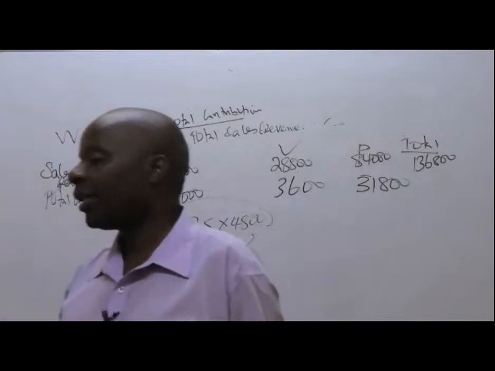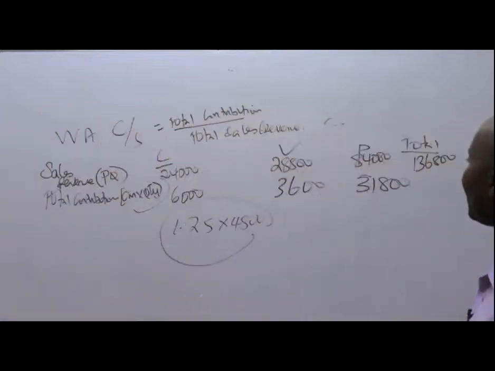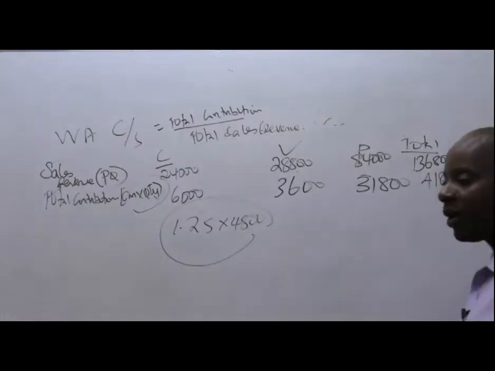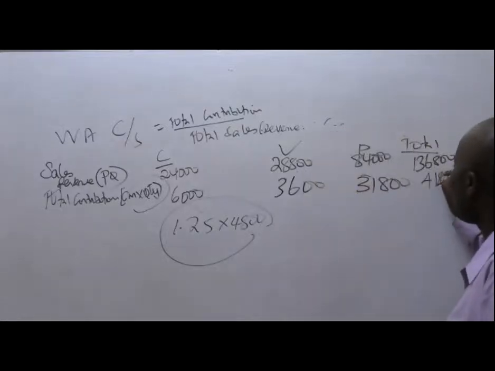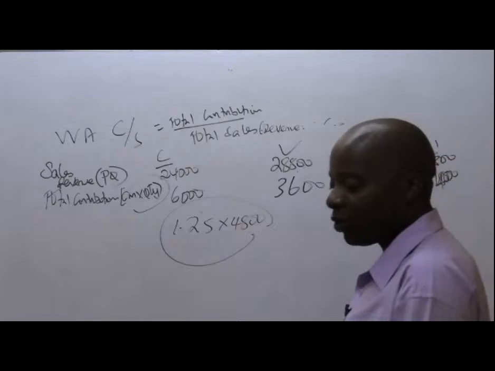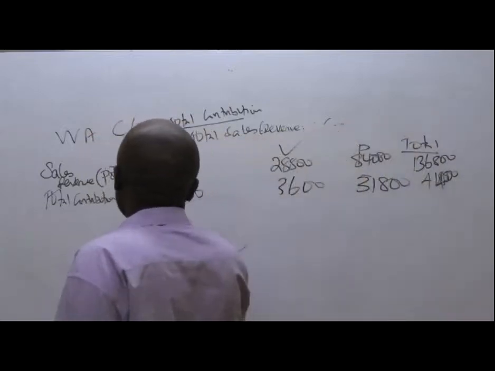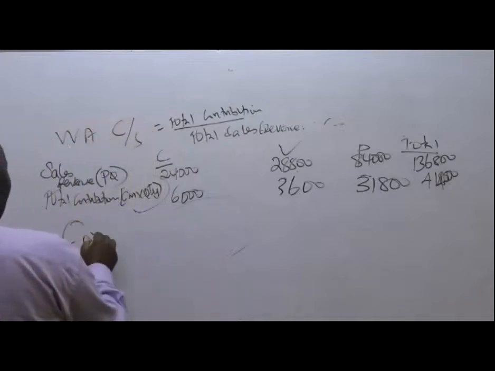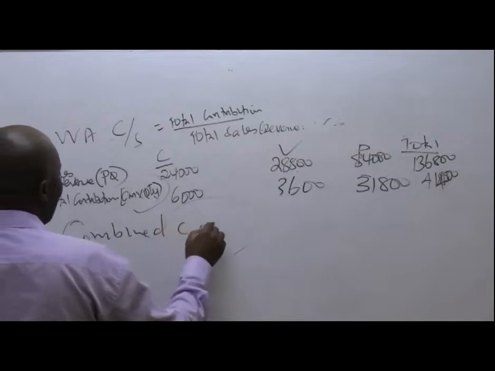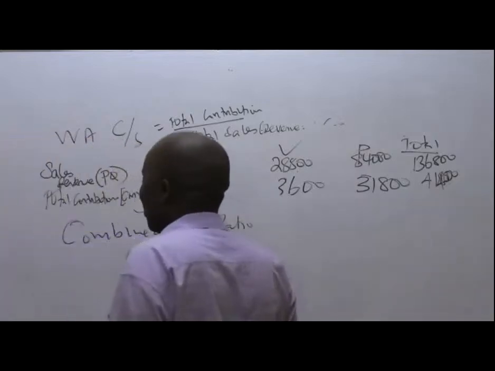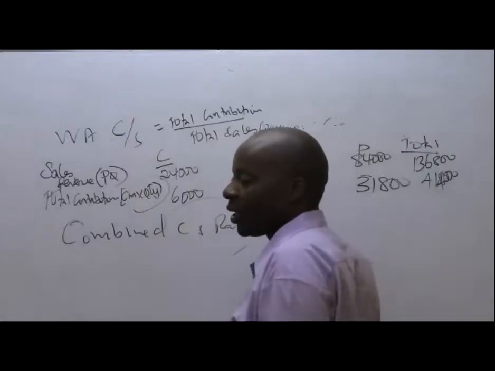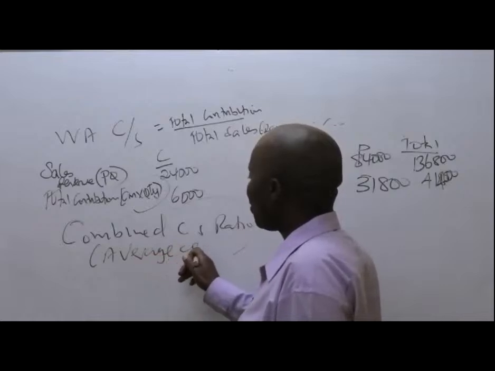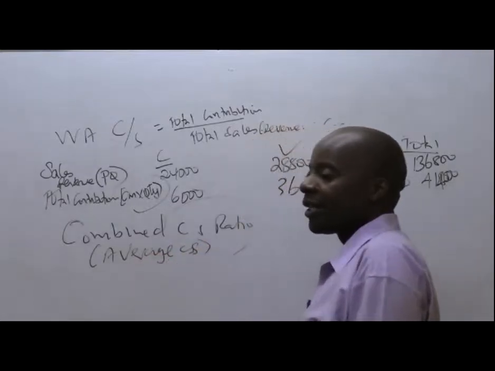Okay, great. Thank you very much. And I've seen somebody giving me the total contributions to be 41,800, or did I see wrongly? 41,400. Thank you very much. Now, the moment I've gotten this, I can comfortably get the combined CS ratio, or basically the average CS ratio.